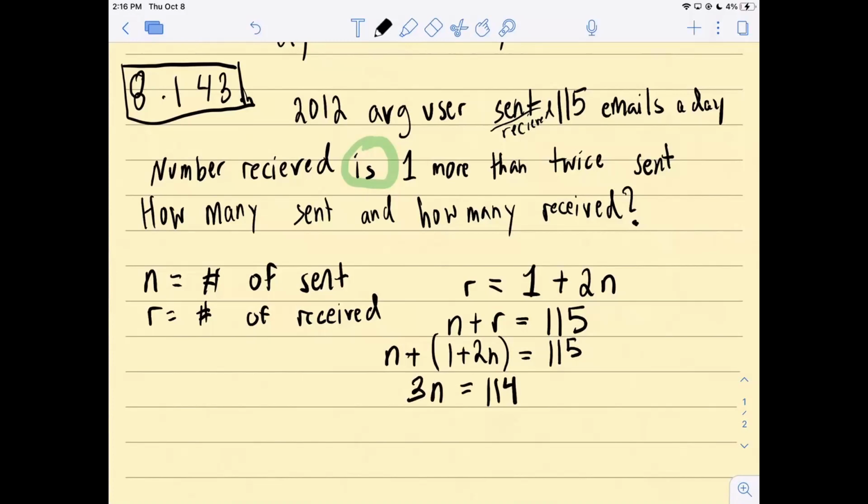We don't need to solve this because it just says to set it up. So we already did the setup. This is totally fine. This would be the sufficient answer. And you would solve by either elimination or substitution. Does anyone know this trick? Without doing the actual arithmetic, can you tell me if 114 is divisible by 3? And if it is, what is it? It's 38. It's really awesome.